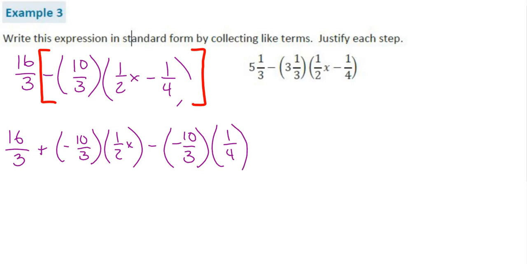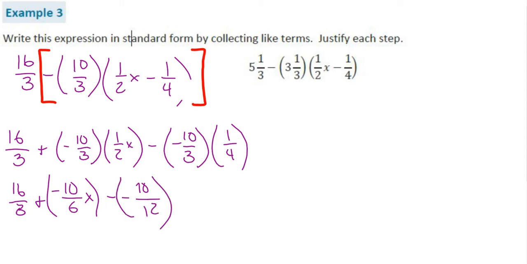We got 16/3 plus, all right, a negative 10 times 1 gives me a negative 10. 3 times 2 gives me 6. So that's a negative 10/6x minus 10 times 1 gives me a 10. 3 times 4 gives me 12. So now I've got a negative 10/12. Well, what happens with a minus negative? Correct, it turns into a plus.